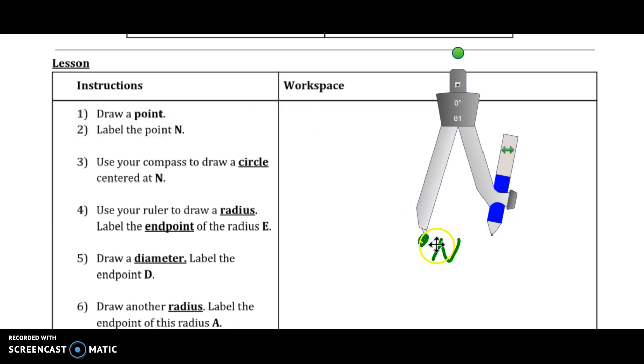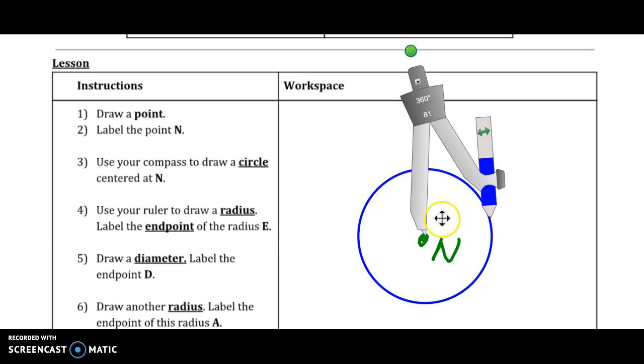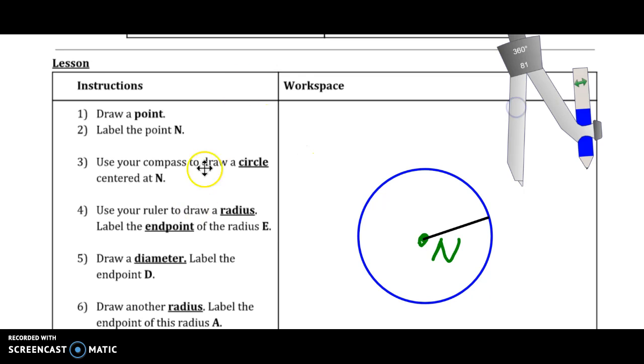So step 1 says to draw a point and label the point N. Remember that points are labeled with a capital letter. It says use your compass to draw a circle centered at N. So I have my compass point at N, and I'm going to make a circle. Okay, remember how far you open your compass is a radius. So we are going to draw a radius from the center to any point on the edge of the circle. And they said to label the endpoint of that radius E.